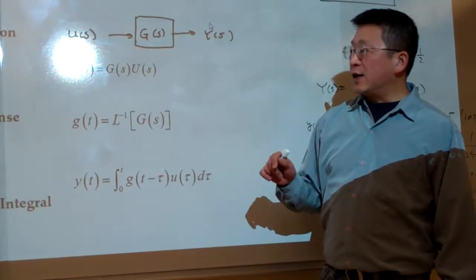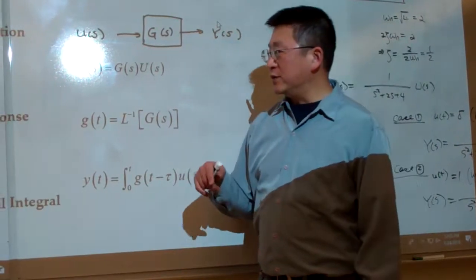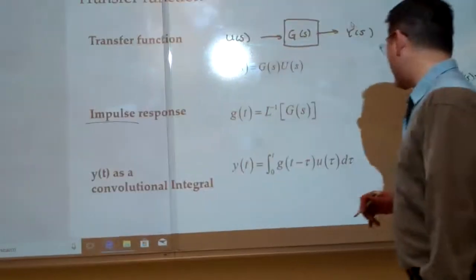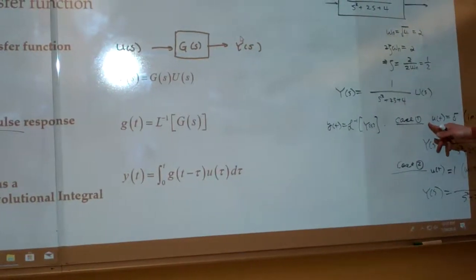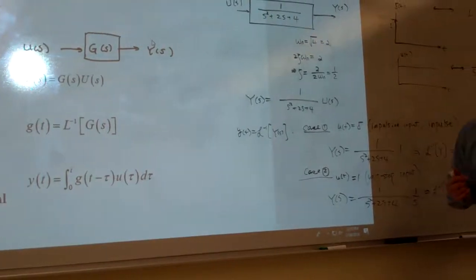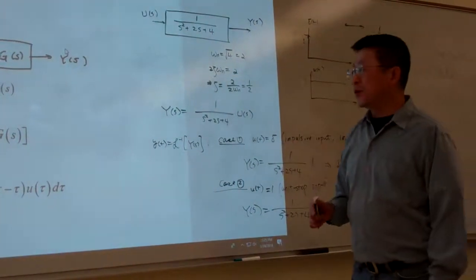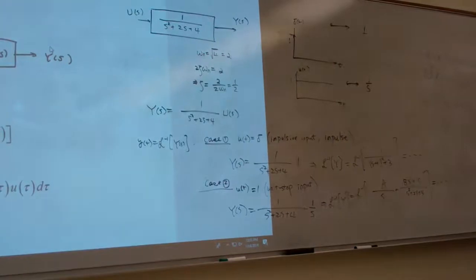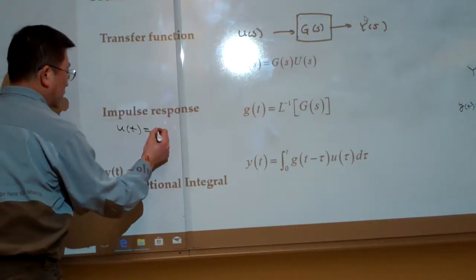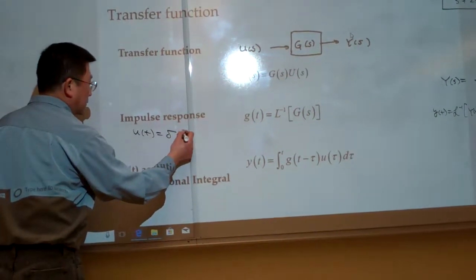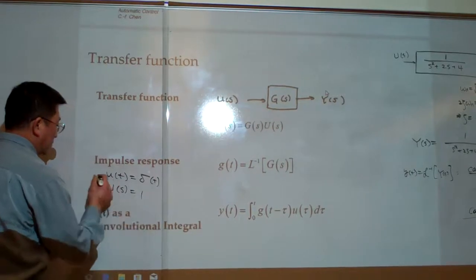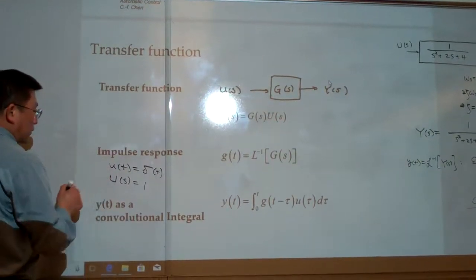In the following slides, I will in particular focus on the impulse response. Impulse response actually is our case 1. The response to the impulse input we call the impulse response. For this case, u(t) equals delta(t), and that means U(s) equals 1.